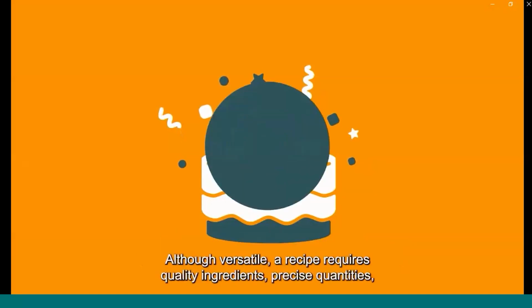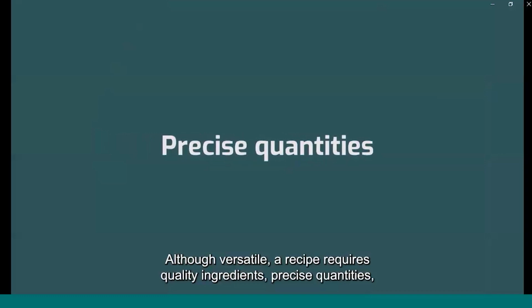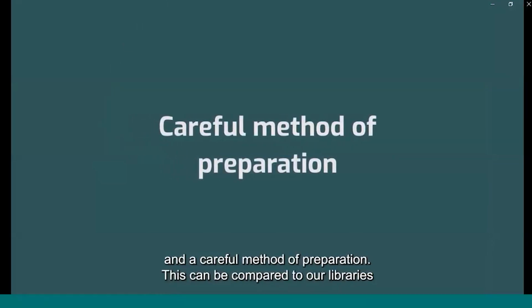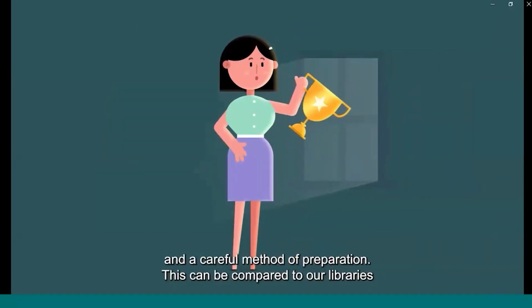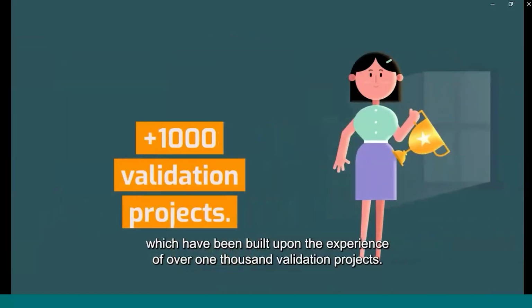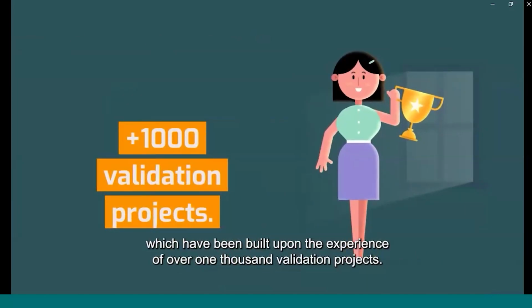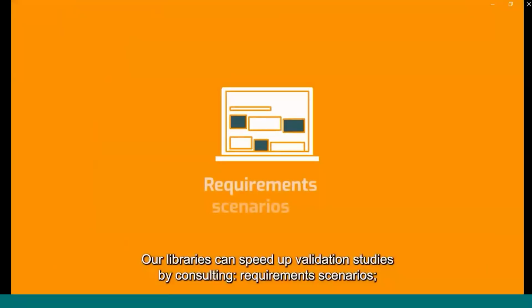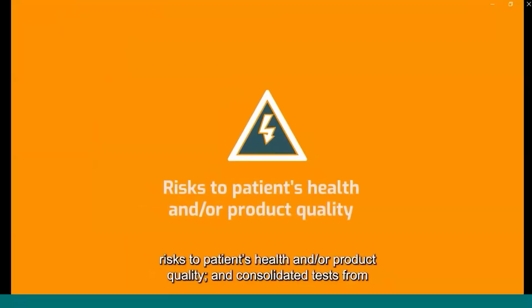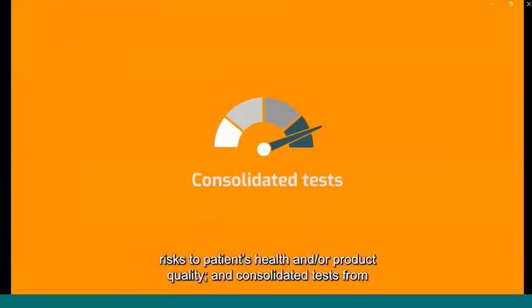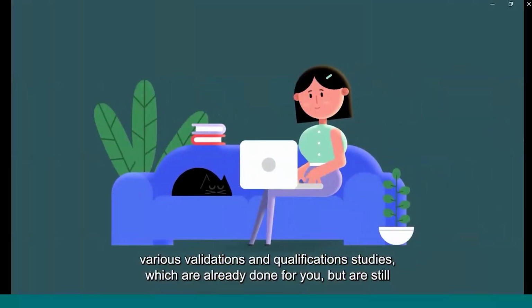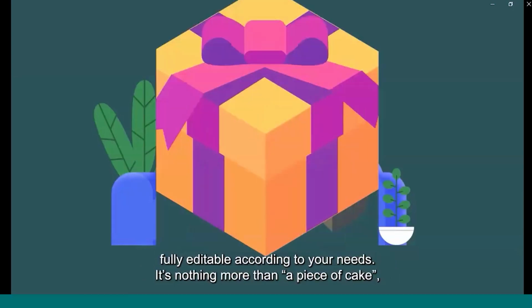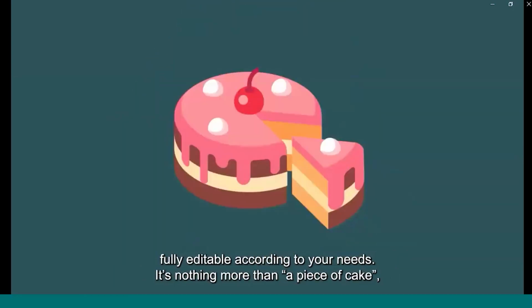Although versatile, a recipe requires quality ingredients, precise quantities, and a careful method of preparation. This can be compared to our libraries, which have been built upon the experience of over 1,000 validation projects. Our libraries can speed up validation studies by consulting requirement scenarios, risks to patients' health and/or product quality, and consolidated tests from various validations and qualification studies, which are already done for you but are still fully editable according to your needs. It's nothing more than a piece of cake.